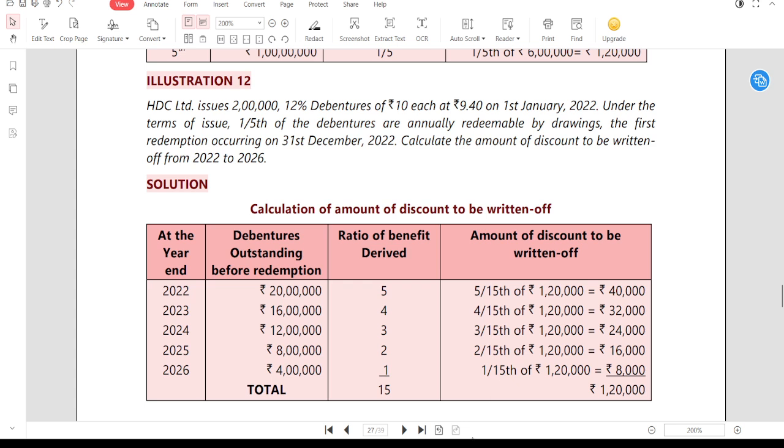First, you go through the question, and meanwhile I will note down the information. Face value is 10, issue price is 9.40, and discount on debenture is 0.60 into 2 lakhs, which means 1,20,000. So the total amount of discount is 1,20,000. That is what is given.